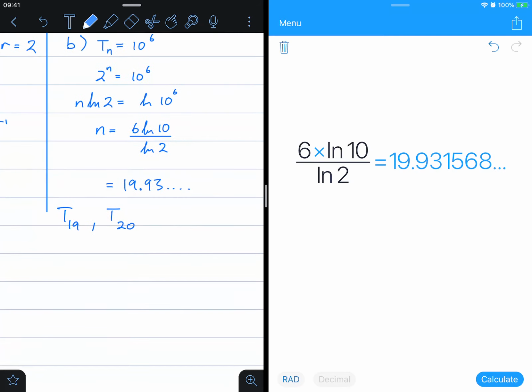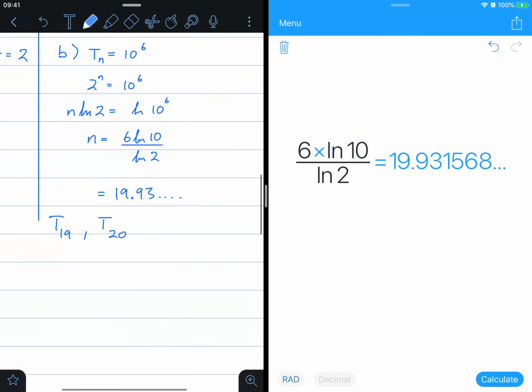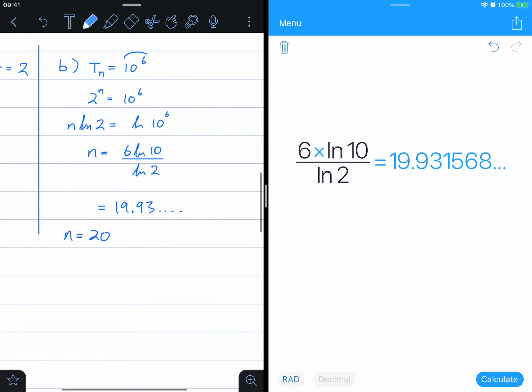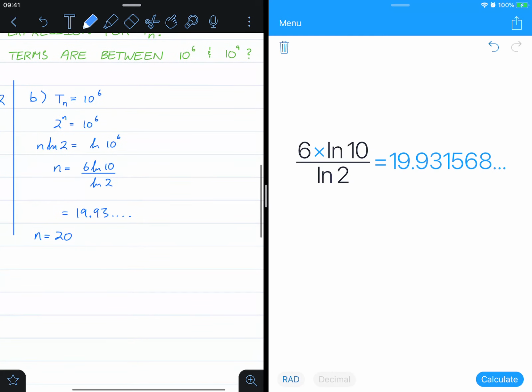Now, because this is a series, we can't have decimal n values because there's t of 19 and t of 20. Well, t of 19 is less than 10 to the power of 6, because 19.93 is close to t of 20. So this is actually the 20th term. So rounding to the nearest whole for this one, n equals 20 is bigger than 10 to the power of 6.